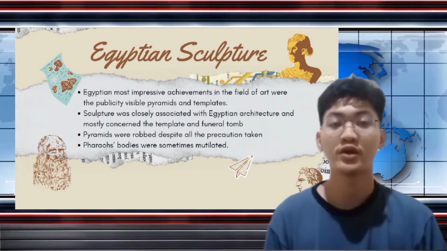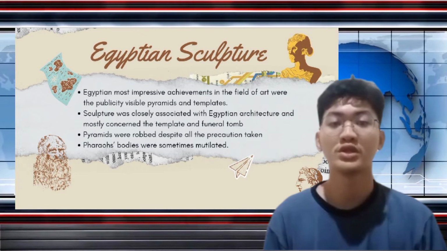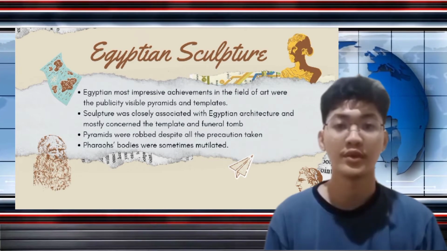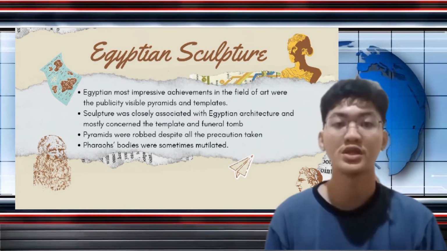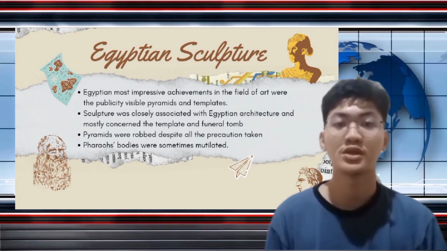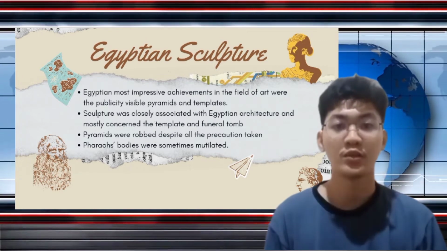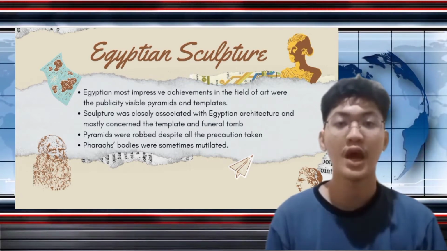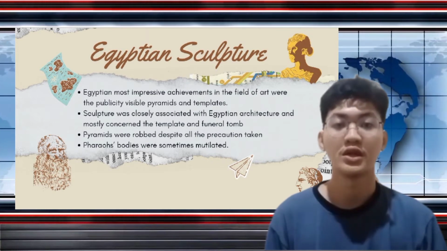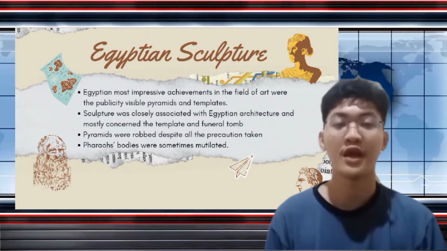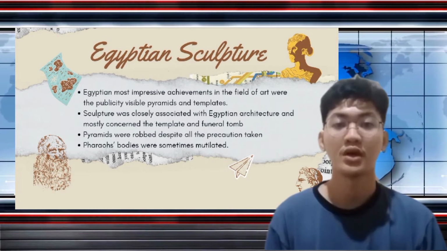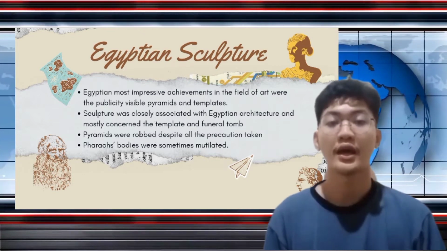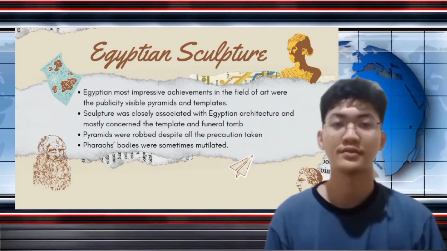Pyramids were robbed despite all the precautions taken, despite all the tripwires, traps, holes, and decapitation wires. Tomb robbing was a thriving part of ancient Egyptian society. Tomb robbers existed in all levels of society, from royalty to serf. Many in the lower classes viewed the tombs and mummies of the upper classes as ostentation. They resented that the upper classes could afford to bury a fantastic amount of treasure with them. Thus, the lower classes would rob the tombs in order to provide for their families. Pharaohs' bodies were sometimes mutilated.